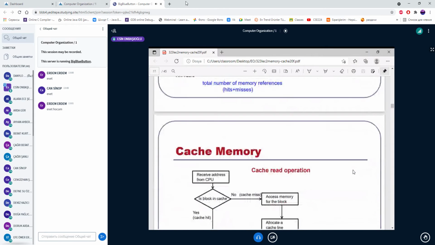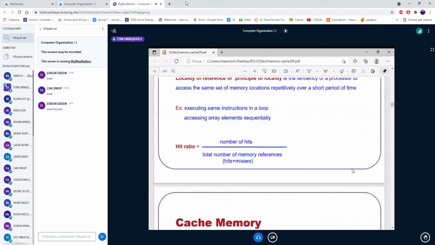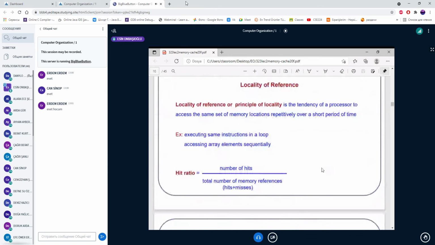So our aim is to increase the hit ratio. The number of times we find the data in the cache is called a hit. If we are doing, let's say, 100 accesses to the memory, and 90% of them are in the cache, then it means we have a good hit ratio.